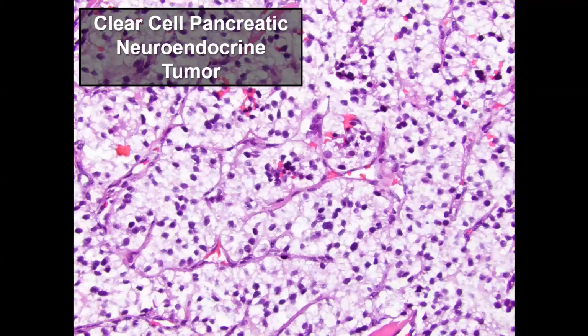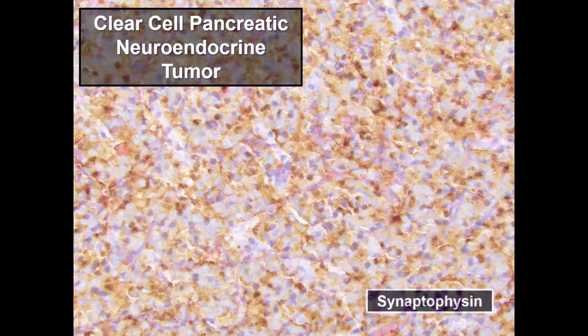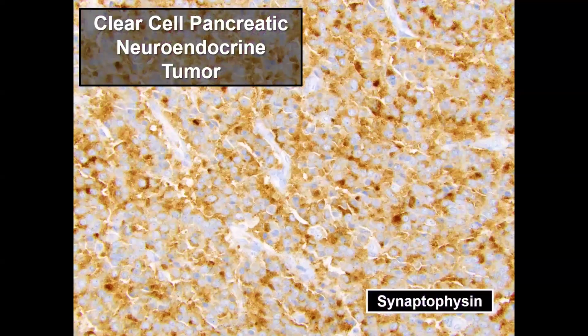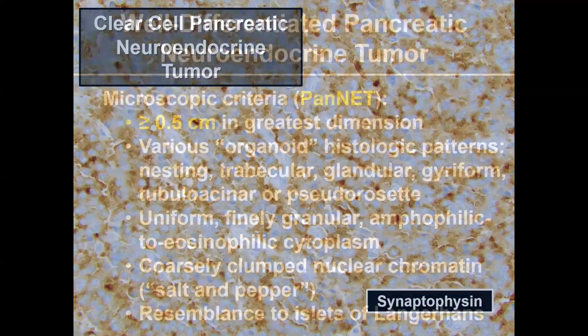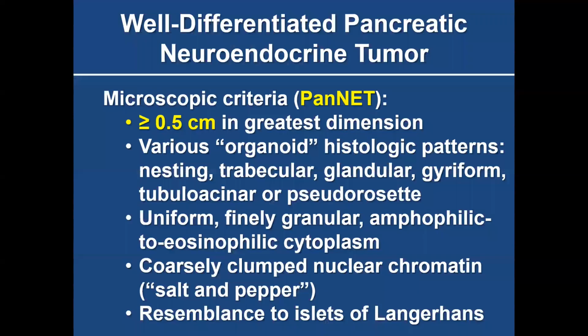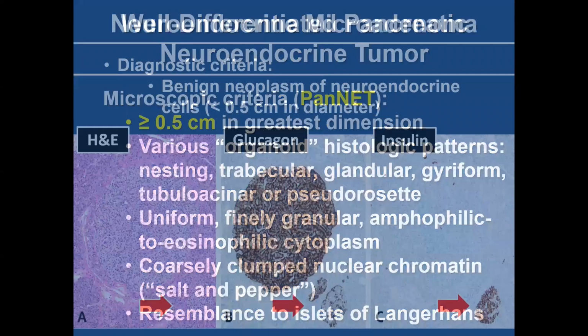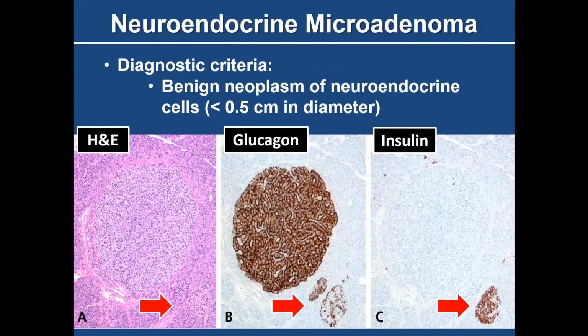Except for one variant, specifically the clear cell variant of pancreatic neuroendocrine tumors that exhibits abundant clear cytoplasm and may mimic a renal cell carcinoma. Hence, demonstration of neuroendocrine differentiation is essential to making the diagnosis of a pancreatic neuroendocrine tumor using immunohistochemical stains such as synaptophysin and chromogranin. Now, I do want to underscore the WHO criteria for a PNET requires a size of at least 0.5 centimeters, which then begs the question, what about PNETs less than 0.5 centimeters? Well, those neoplasms less than 0.5 centimeters are referred to as a pancreatic neuroendocrine microadenoma and are considered precursor neoplasms to PNETs.